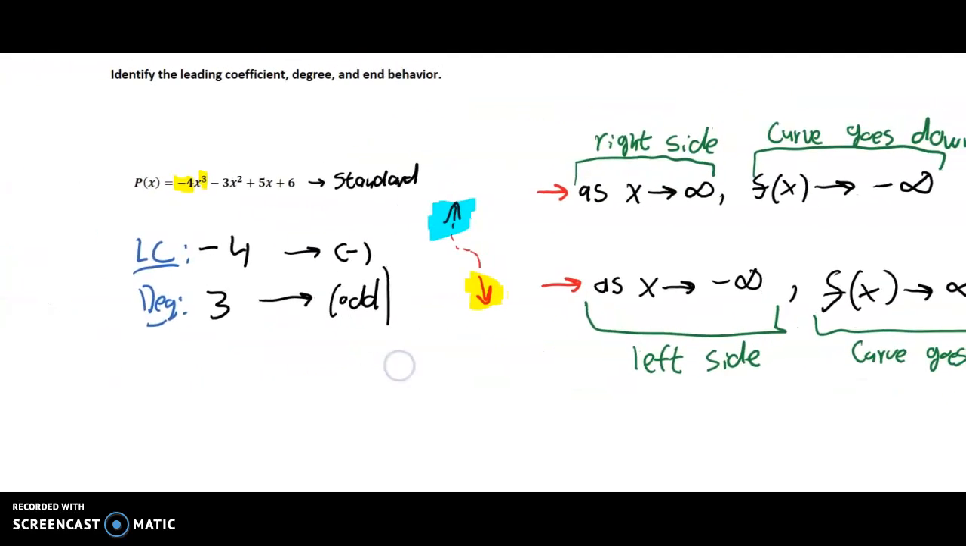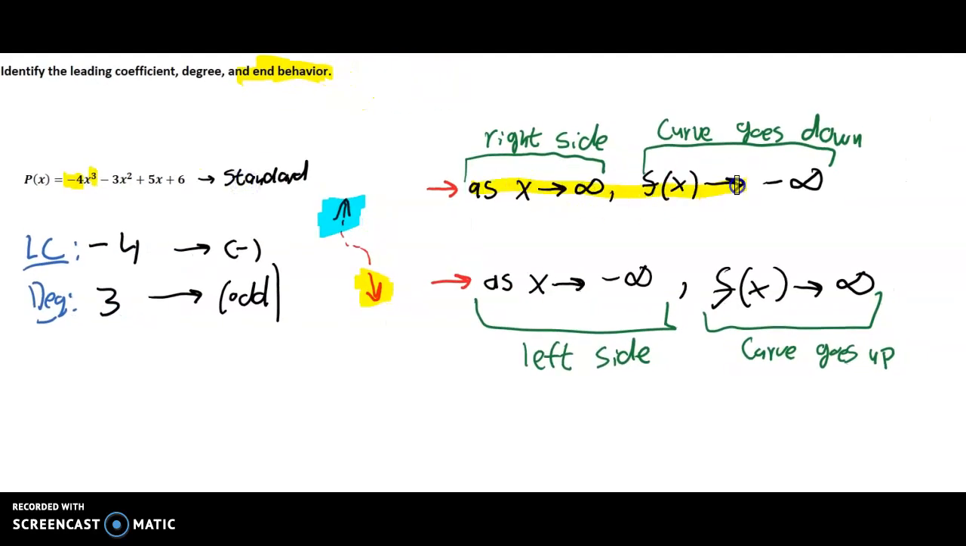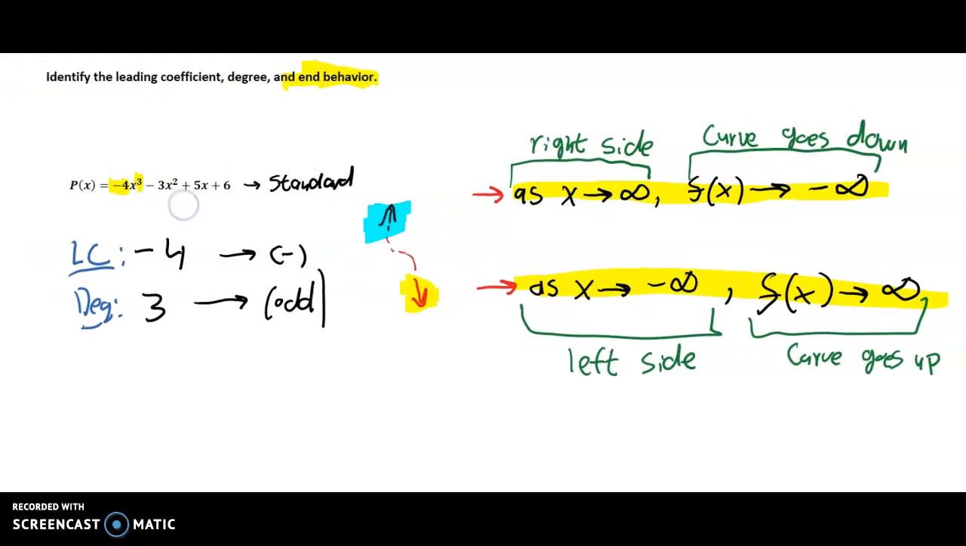So to review our process, we want the end behavior. This is really our goal. This notation here is end behavior notation. So we identify lead coefficient and degree. Negative odd always takes this shape. Then we make a little sketch, and it helps us analyze our end behavior.